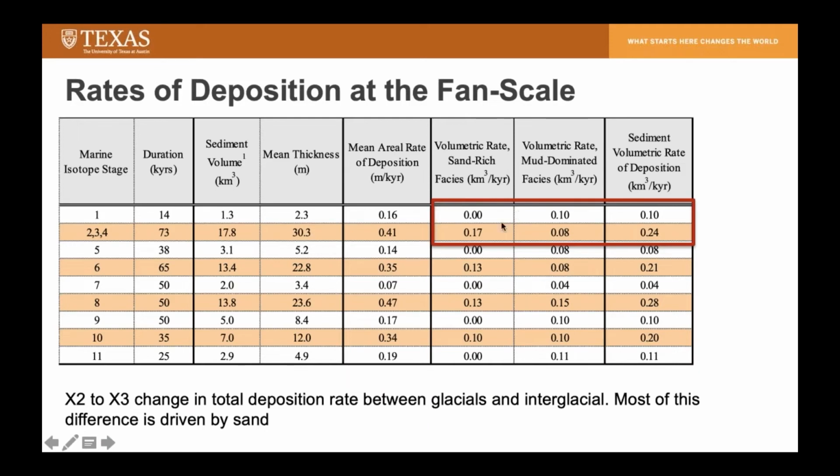So if we look at deposition at the fan scale, and I know it's a lot of data, these 2 fans, these are marine oxygen isotope stages. You can see the duration in thousands of years. So marine oxygen isotope stage 1 lasts 14,000 years. We see essentially no sand deposition, but we see about a tenth of a cubic kilometer of mud deposition across the fan. Then when we go into marine oxygen isotope stages 2, 3, and 4, when sea level is relatively low, a period of about 70,000 years, we start to see sand deposition. Similar volume of mud deposition, but maybe twice the volume of overall deposition across the fan. So significant volumes of mud were deposited even when sea level was high.